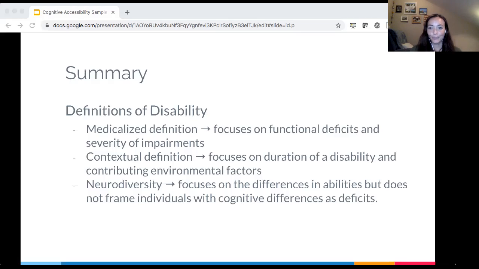Okay, so in summary, what have we gone over? We have different definitions of disability. The medicalized definition that focuses on functional deficits and severity of impairments. And then we have the contextual definition, which focuses on the duration of a disability and contributing environmental factors or societal factors. And then the definition that I hope to anchor on in this class, which is different than disability, is neurodiversity and focusing on the differences in abilities, but not framing individuals with cognitive differences as in any sort of deficit.